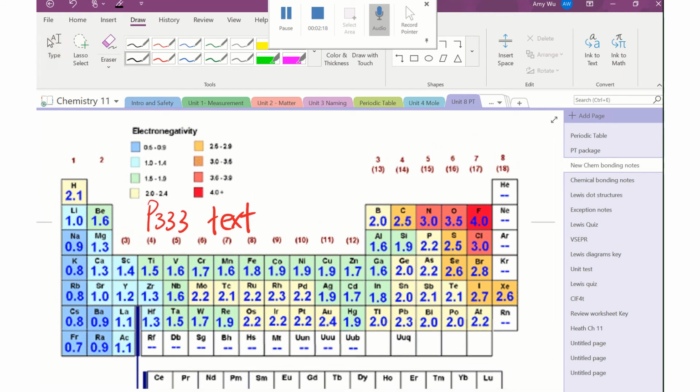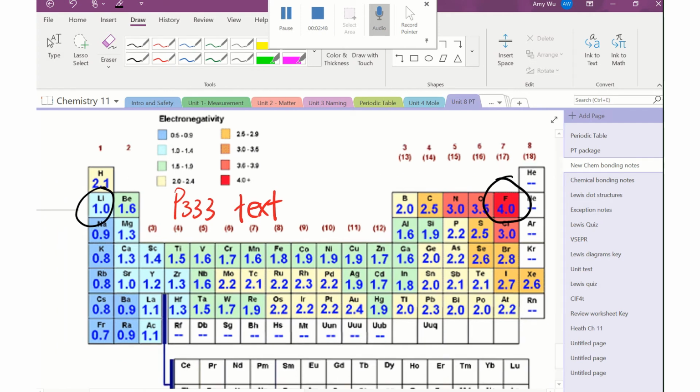So take a look, as you may well expect, fluorine is the one that's most greedy for electrons. It has the highest electronegativity because it wants one more electron so badly. If you look at just one row, lithium is 1, fluorine is 4. So left to right, electronegativity increases because non-metals just want more electrons.